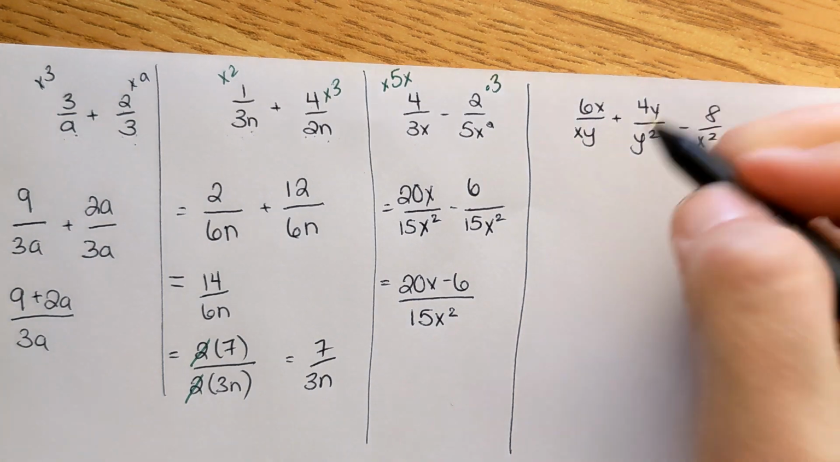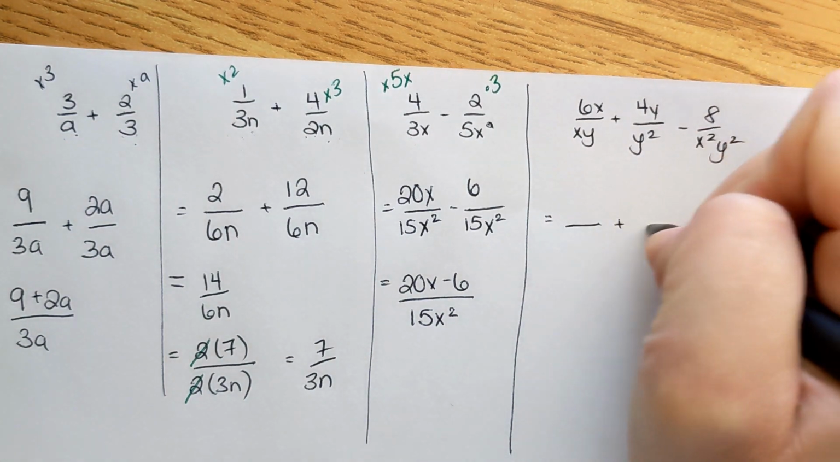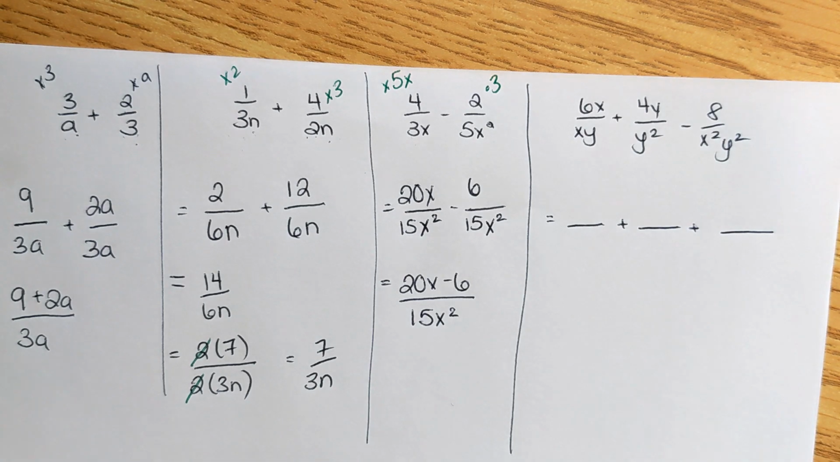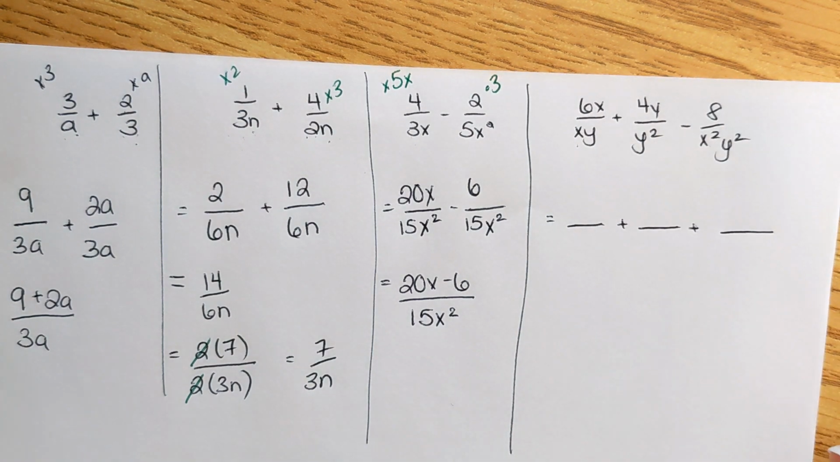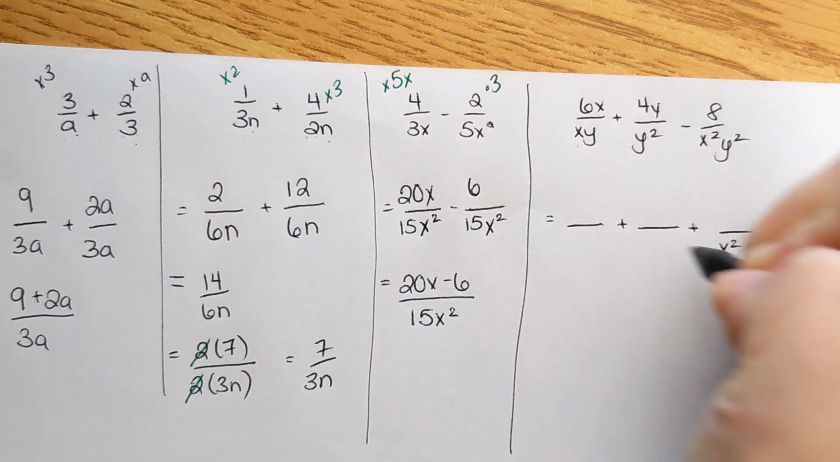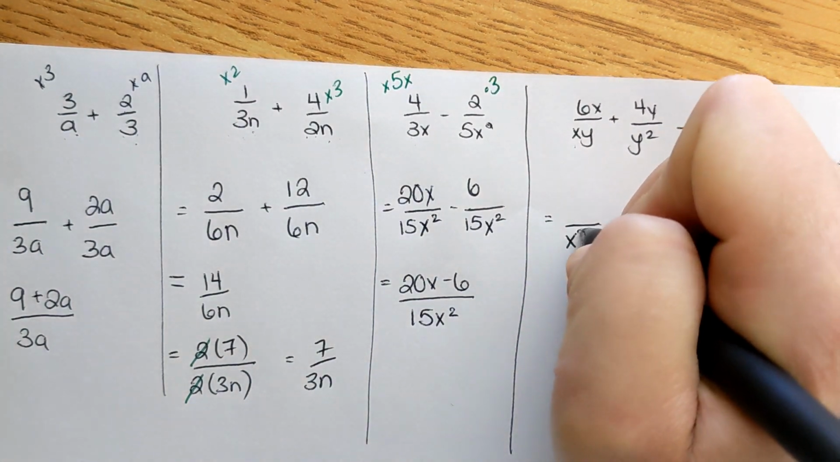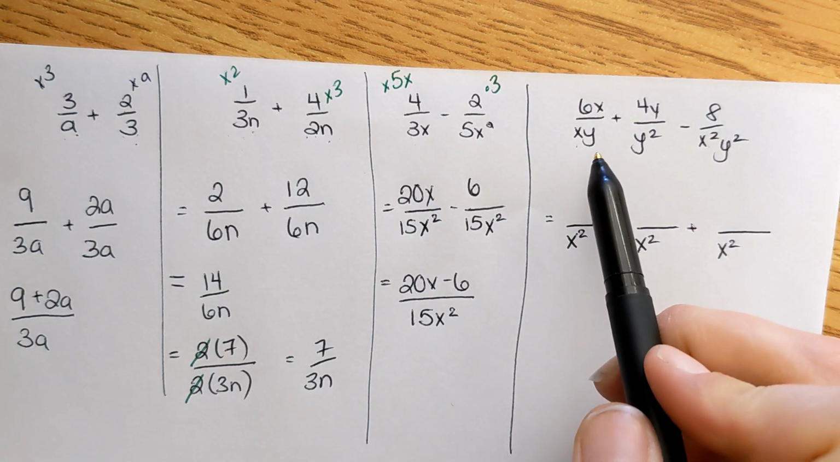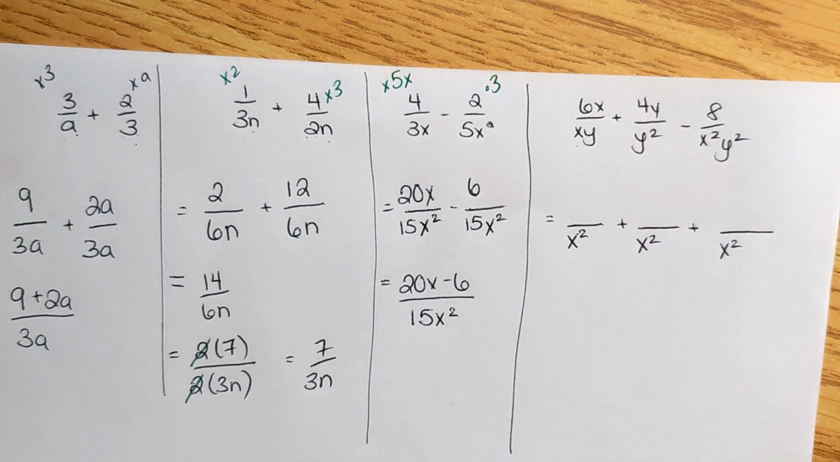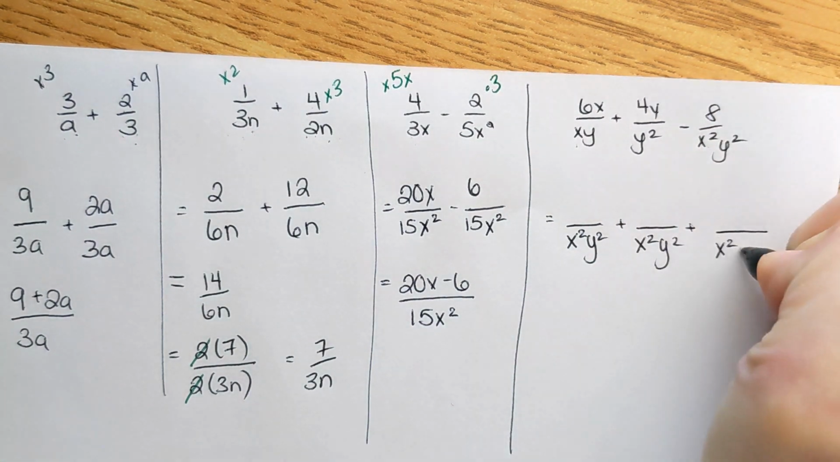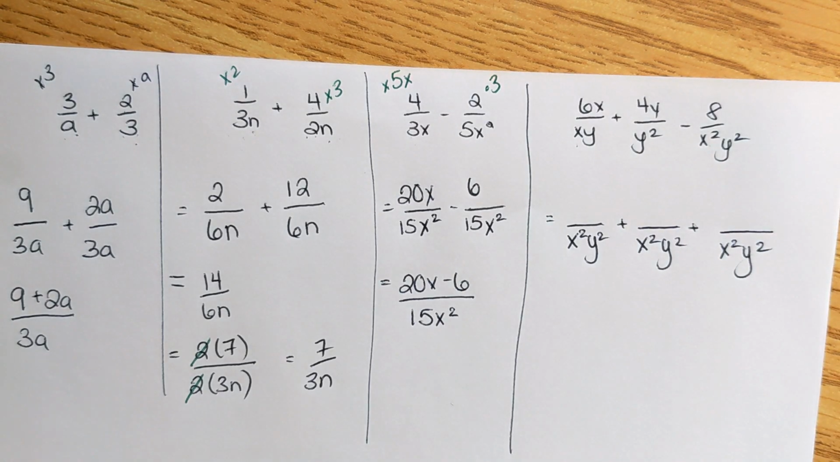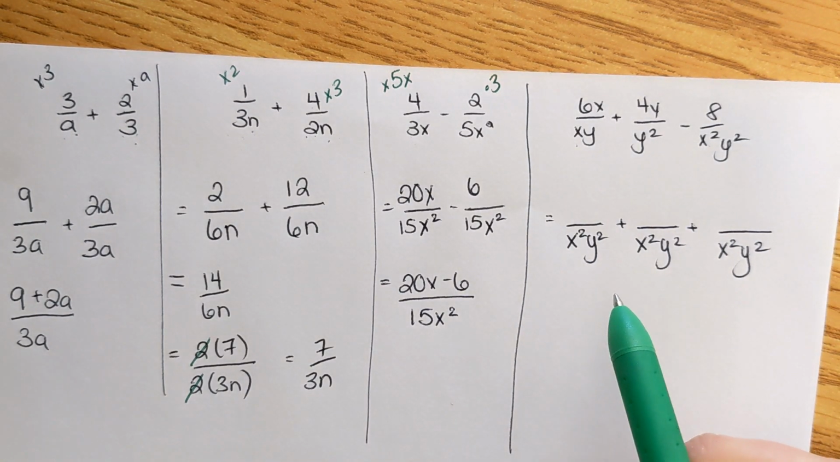All right, in this last one, I have no coefficients to worry about, so I'm just looking for common multiples of my variables. So let's look at x first. I have 1x, no x, and 2 x's. So the common multiple is the 2 x's, so that's what needs to go on the bottom. And let's look at the y's. I have 1y, 2y, 2 y's. So the common multiple is 2 y's. So my common denominator is going to be x squared, y squared.